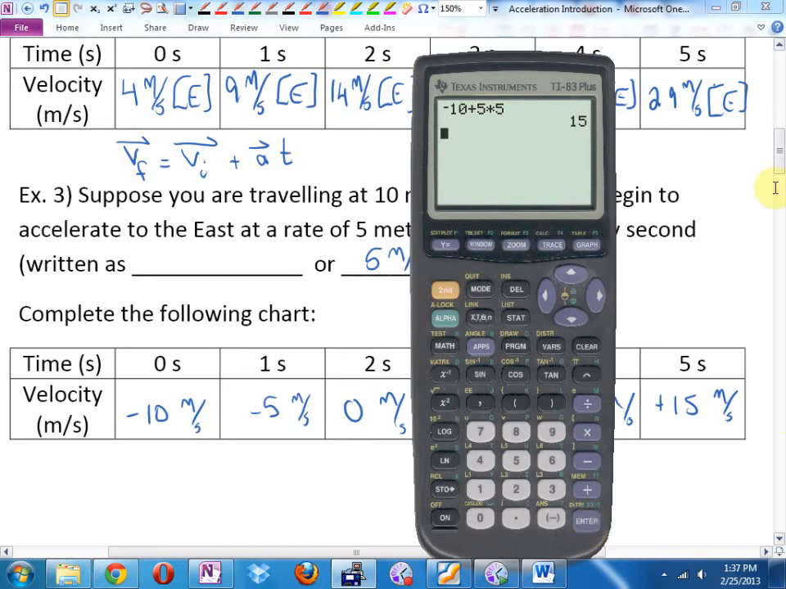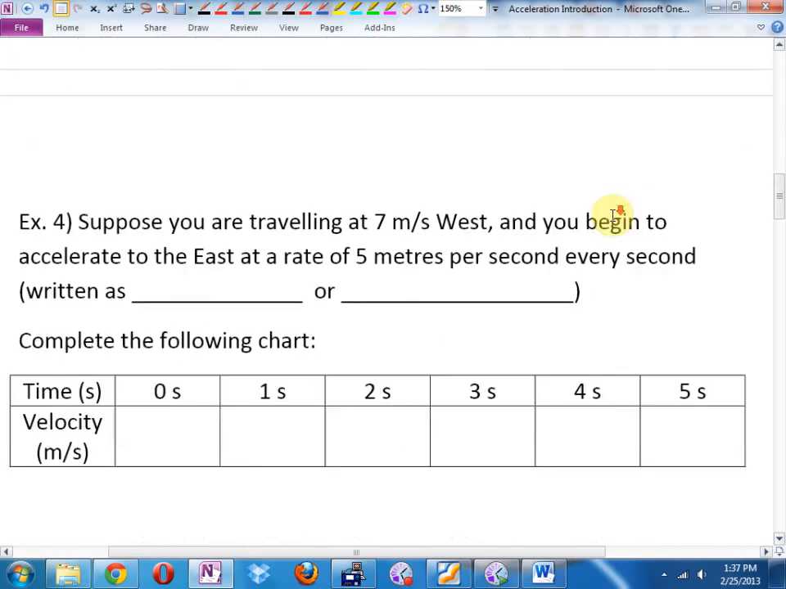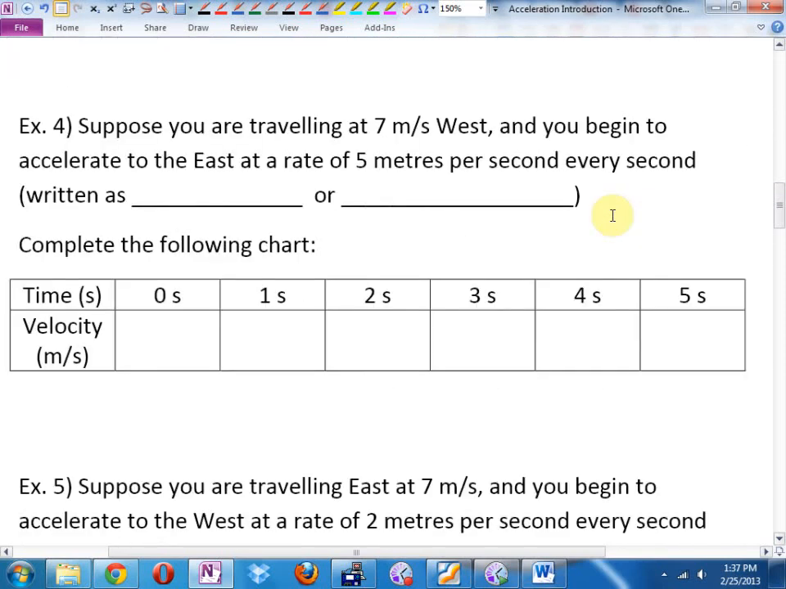All right, smarty peoples. Suppose you're traveling at 7 meters per second west, and you begin to accelerate to the east at a rate of 5 meters per second, which oh, can you tell I was cutting and pasting this as I was typing in a hurry, Dylan? 5 meters per second squared. All right, complete the following chart. How fast am I traveling at time 0? Or if I want to use my physics term, what's my initial velocity?